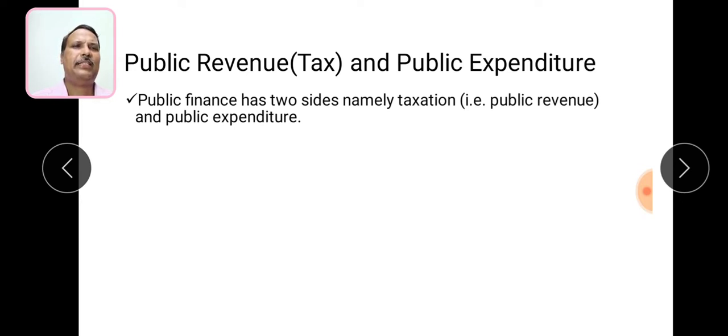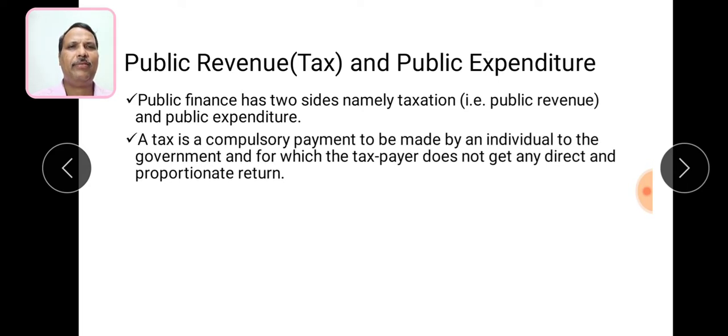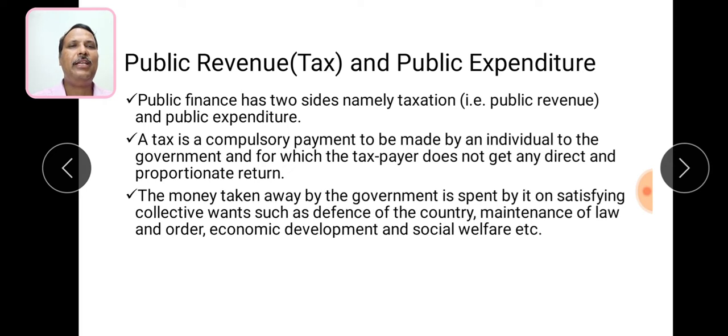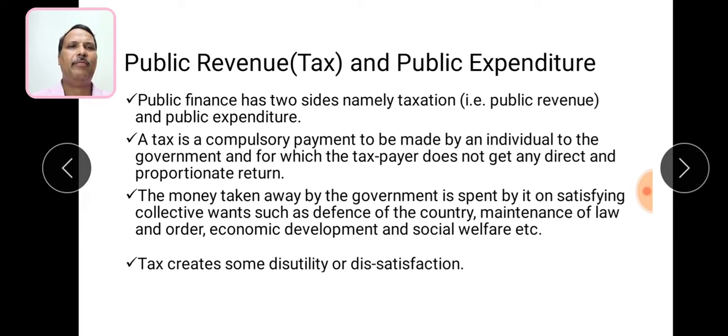Public revenue, tax, and public expenditure. Public finance has two sides, namely taxation, that is public revenue, and public expenditure. A tax is a compulsory payment to be made by an individual to the government, for which the taxpayer does not get any direct and proportionate return. The money taken away by the government is spent by it on satisfying collective wants such as defense of the country, maintenance of law and order, economic development, and social welfare.